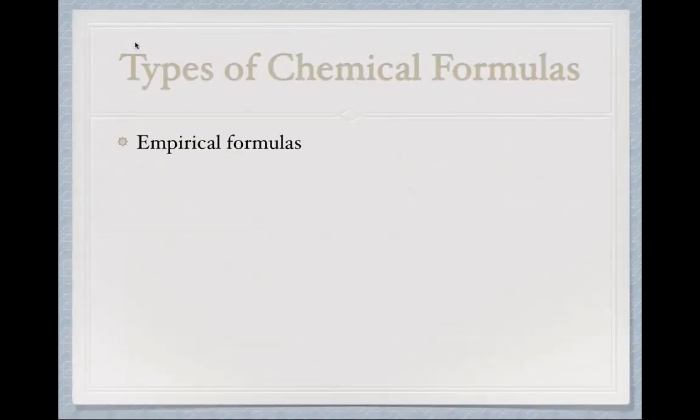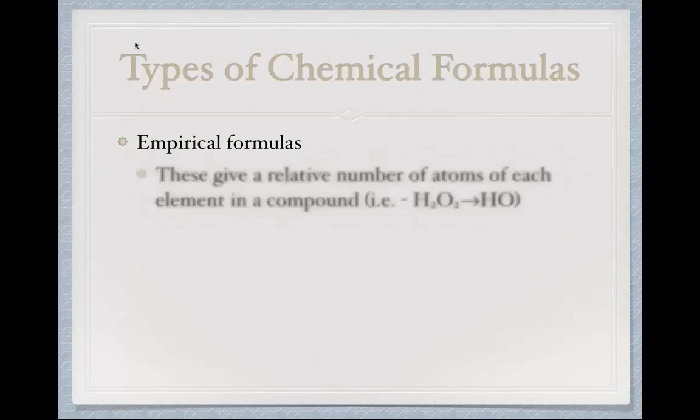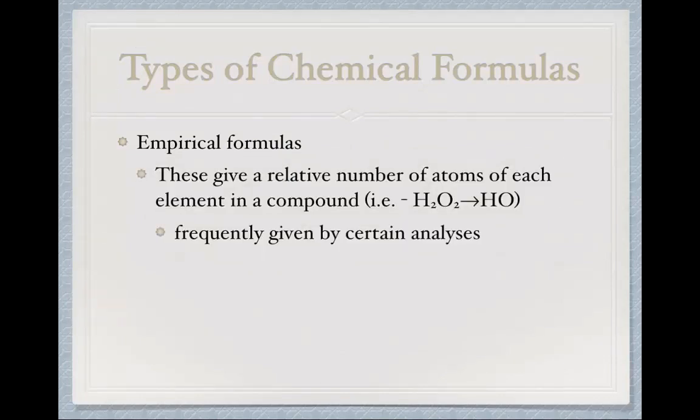So let's take a look at empirical formulas, and these are formulas that just give a relative number of atoms of each element in a compound, and a lot of times you just get these by certain types of analyses. So if we look at something like H2O2, hydrogen peroxide, some analyses would just give us that we have a 1-to-1 ratio of hydrogen and oxygen, and that's as much as it could tell us.